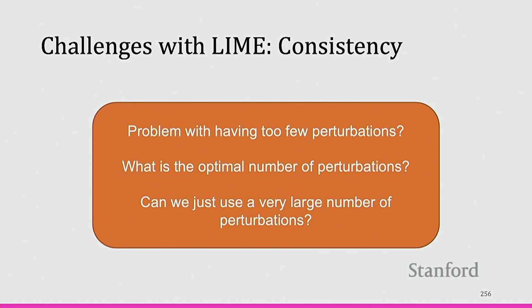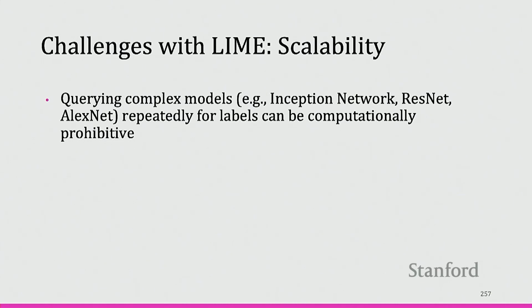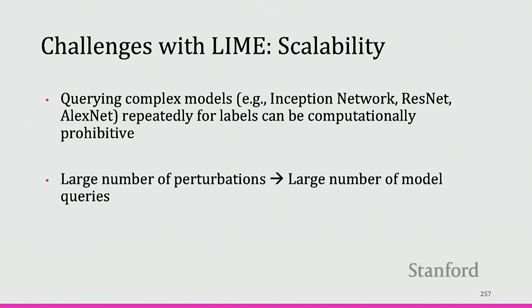So we discussed this issue a little bit, that if it's the problem with having too few perturbations, what is the optimal number of perturbations? Can we just use a very large number of perturbations, right? The issue with using a very large number of perturbations is, again, it's a computational challenge in practice. Because especially if you're looking at very complex models like InceptionNet or ResNet and so on, querying these models for labels repeatedly for a lot of points, because each time you generate a perturbation, you go and take the label from the model. And if you keep doing this repeatedly for a large number of perturbations for each point in the data set, this becomes very computationally intensive very fast, right?